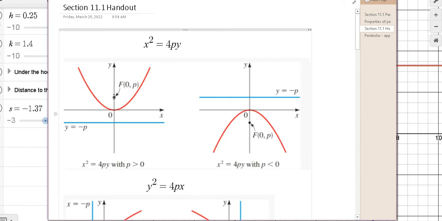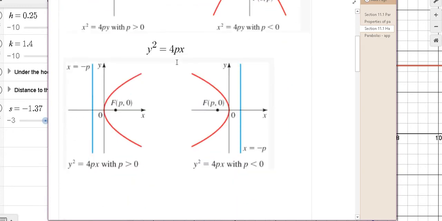So the distance between the vertex and the focus is P. And you get that by looking at the coefficient of your non-squared term. Now I say non-squared term because you could have a parabola in x squared, which opens up or down depending on the sign here. Or you could have a parabola that opens left and right. Either way, the parabola is always going to be opening around the focus and away from the directrix.